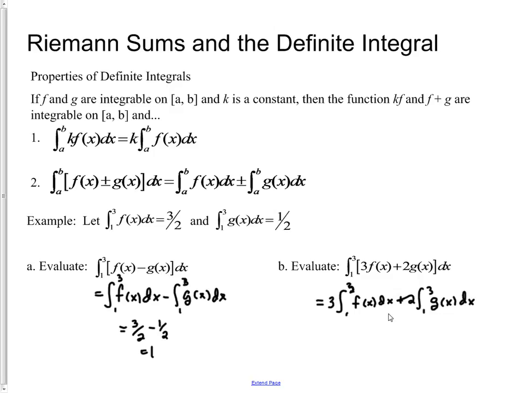And once we get those values separated out, then we can work with them and say we're going to take 3 times our definite integral from 1 to 3 of f of x dx, which is 3 halves, and add to that 2 times our value of our definite integral on the interval from 1 to 3, which is 1 half. Working our numbers here, of course, we have 9 halves, and we're going to add 2 halves more. And so the sum is going to be our definite integral from 1 to 3 of the sum of 3f of x plus 2g of x, which is 11 halves.